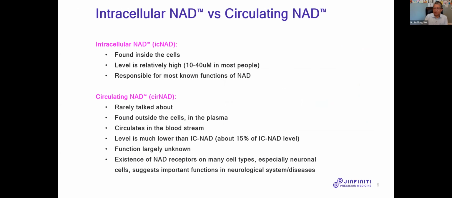So there are two different types of NAD that you may want to be aware of. If you look at the location of the NAD molecule, most people talk about NAD that's inside of the cells when they talk about NAD. And this is what I call intracellular NAD. We actually trademarked this term. And intracellular NAD is found inside of the cells. The level is relatively high, and in most people it's between 20 to 50 micromole.